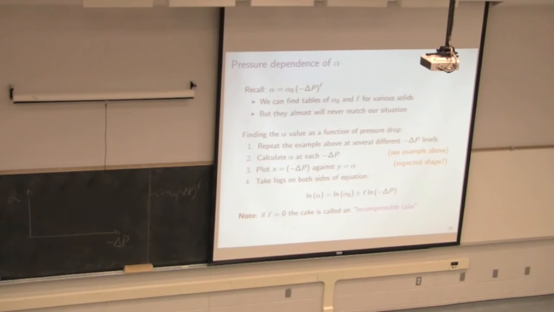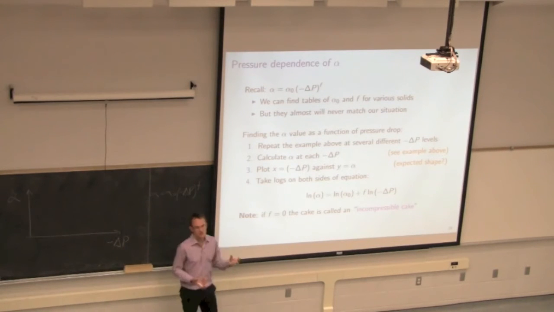Fibers are another example. Where those cakes are very compressible, you can get voidages that are as low as 0.1, indicating that you've only got 10% open space. That's an incredibly low voidage. For very soft particles that are pliable, you can push them and pack them much, much closer to each other. So in those instances, the cake is extremely compressible.